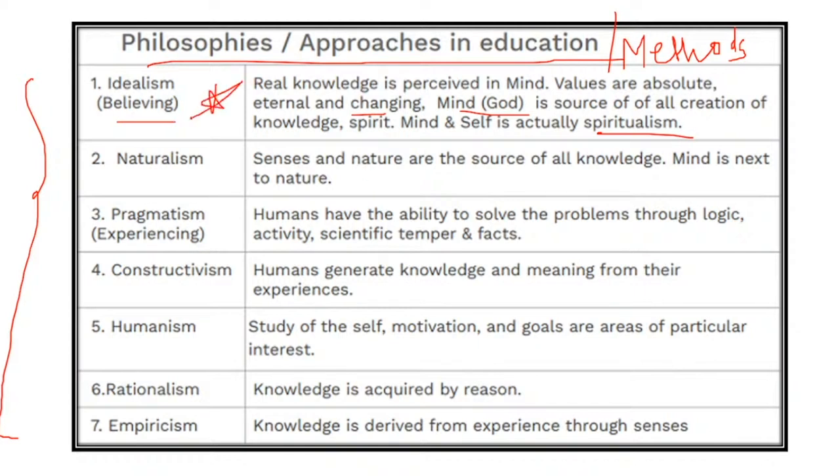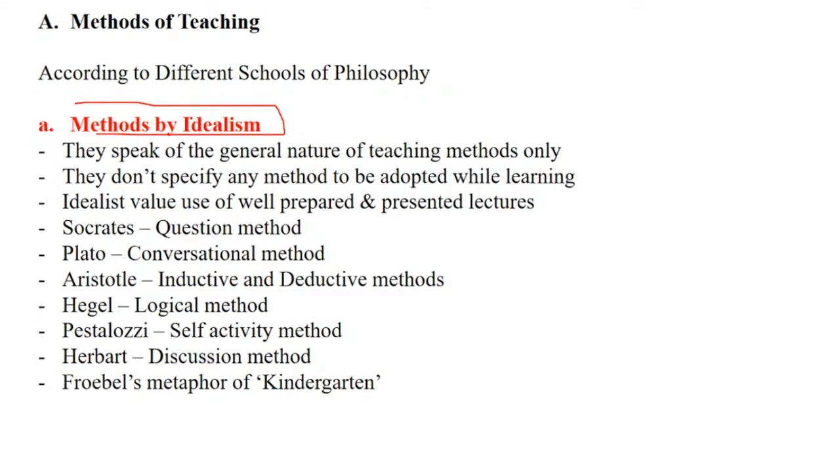So let us take an example. They speak of the general nature of teaching. Now see this sentence very well, assertion and reasoning can be formed from it, so you have to be clear here. They do not specify any method to be adopted while learning, because that depends upon the learner, the belief, what exactly will work out. So your idealistic value, the use of well prepared and presented lectures, works out basically from the teacher's end.